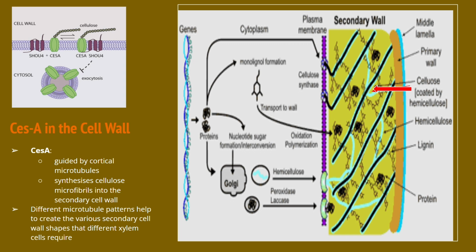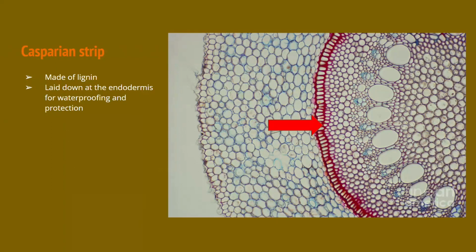Different microtubule patterns help to create the various secondary cell wall shapes that different types of xylem cells require, such as the bordered pits within tracheids. At this time, the Casparian strip, made of lignin, is also laid down in the endodermis for waterproofing and protection.